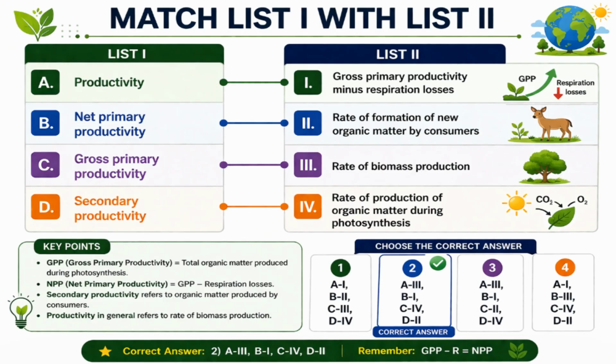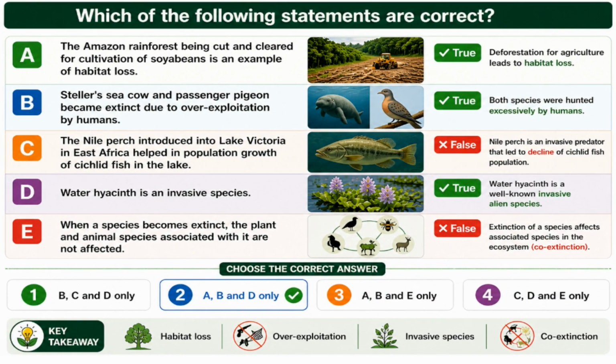The correct answer is option 2, A3, BICIV, D2. Productivity is the rate of biomass production. Net primary productivity is GPP minus respiration losses. Which statements are correct? Statements A, B, and D are correct.